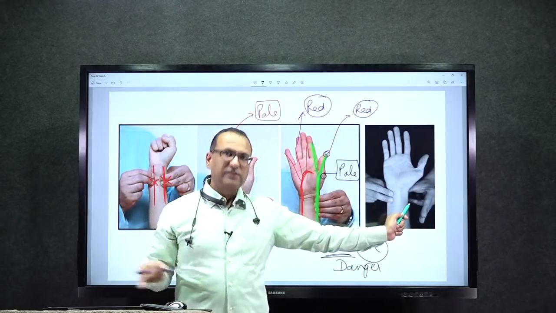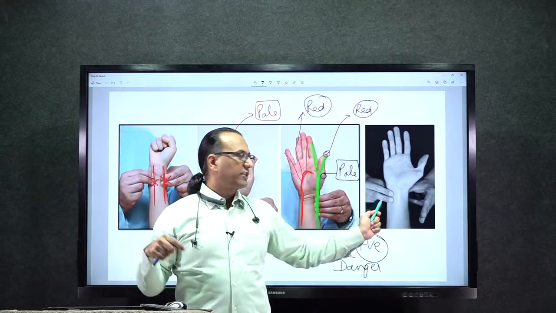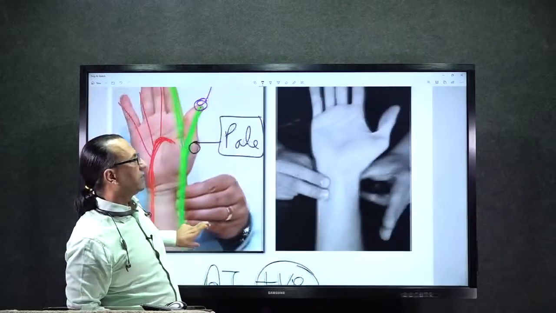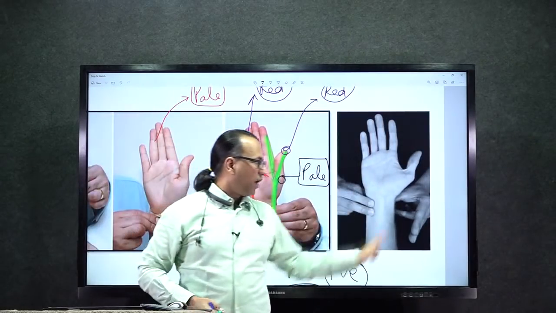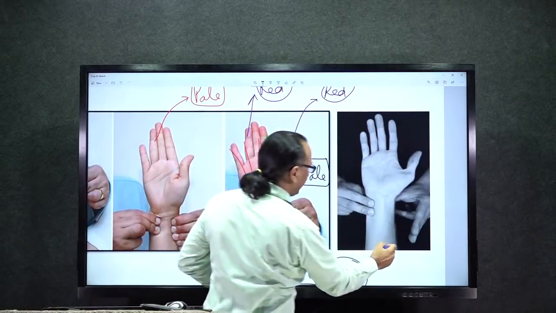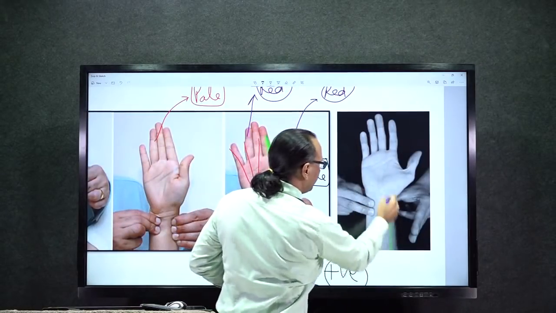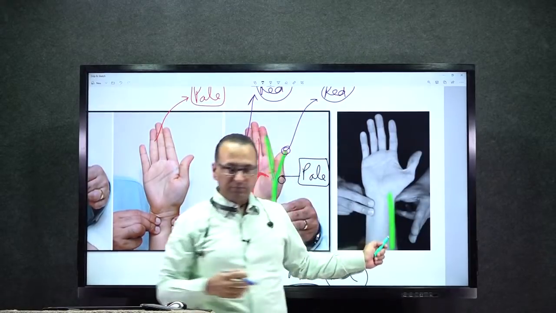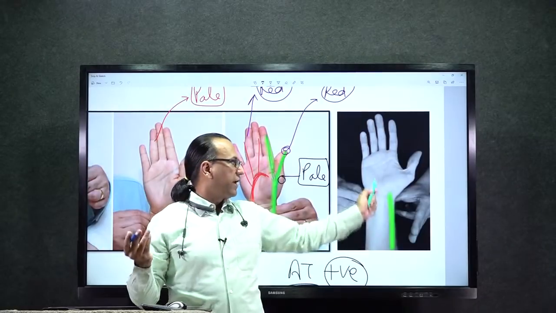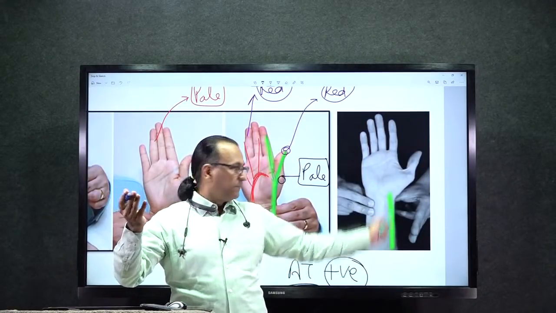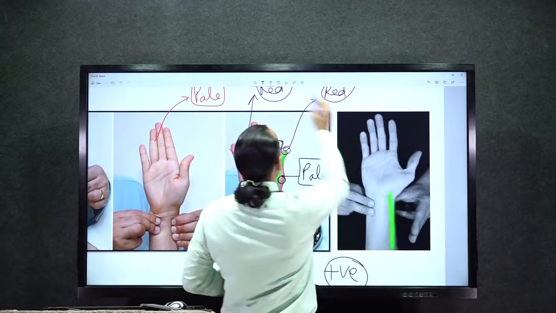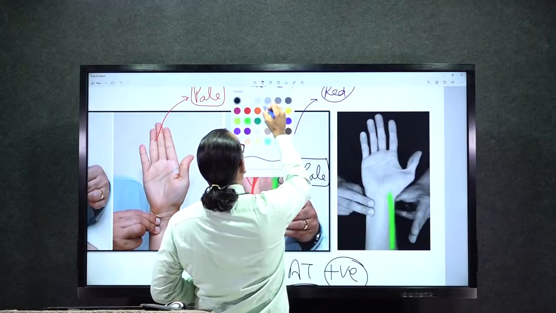Now what is this? This is reverse Allen test. A reverse Allen test means what are you checking here? Patency of the radial artery. And how will you check the patency of radial artery? I will check the patency of radial artery by releasing the radial artery. So you block the ulnar artery. Yeah, it is already blocked. So radial artery, you release the block. Now you are checking patency of radial artery. This is called as reverse Allen test.